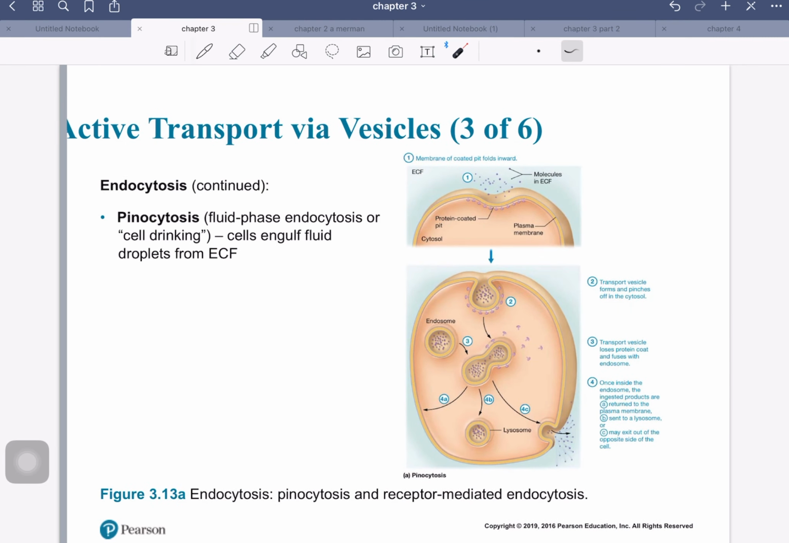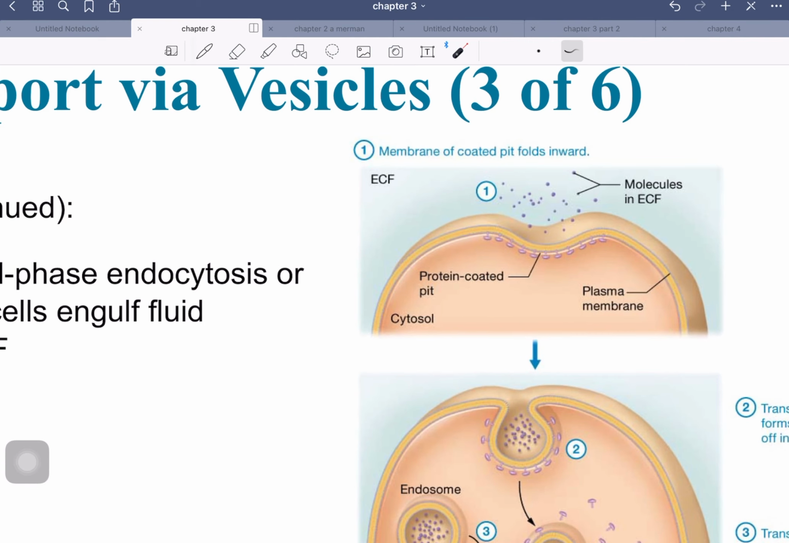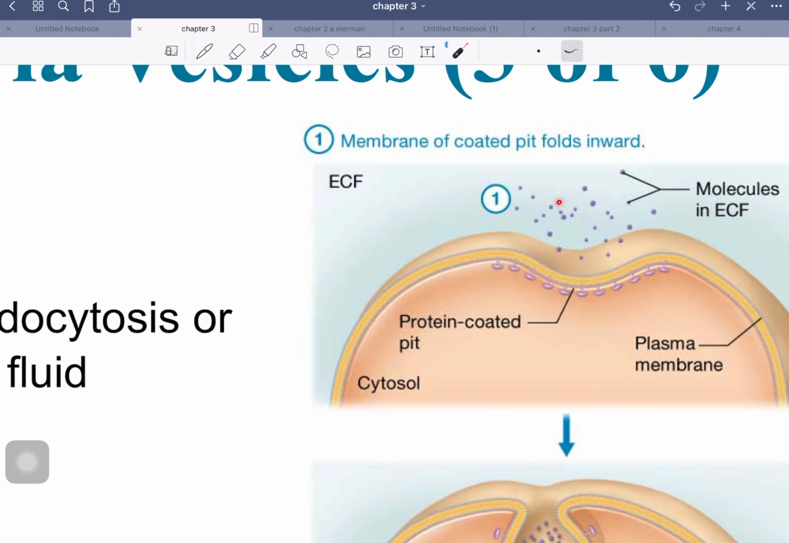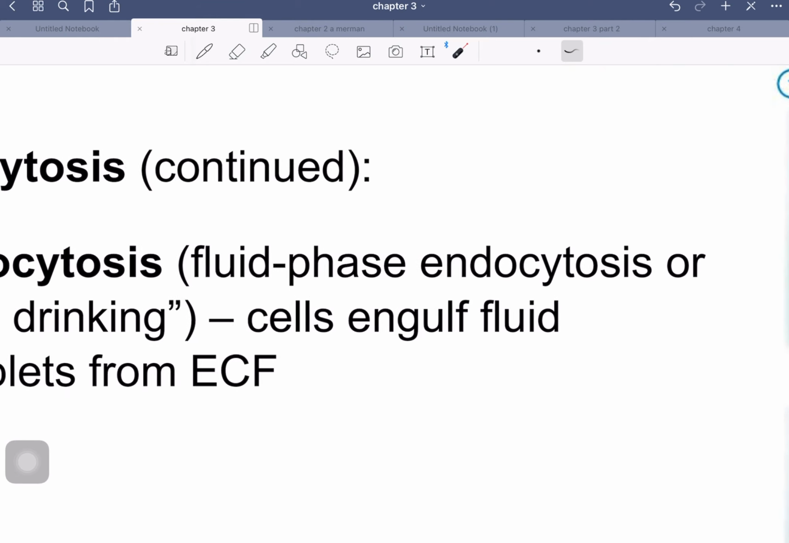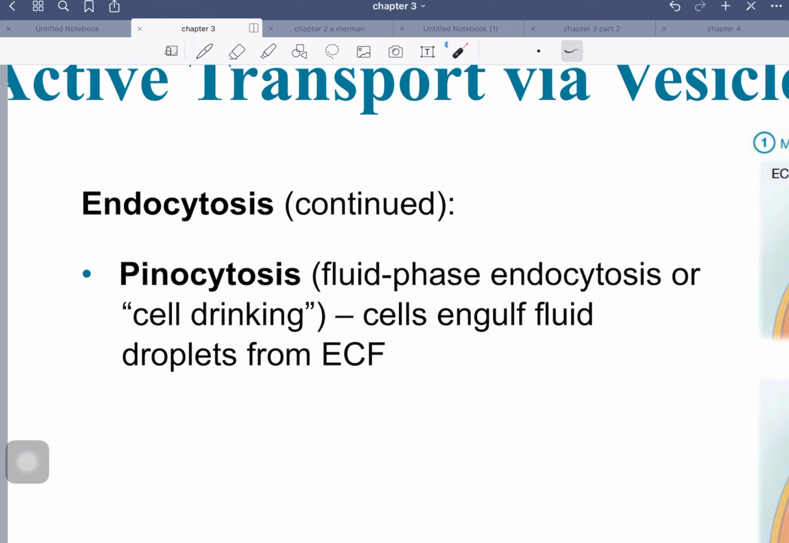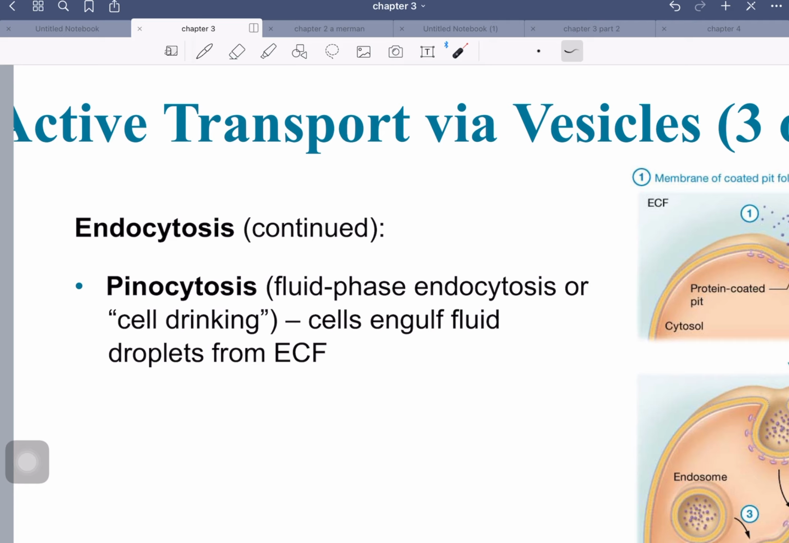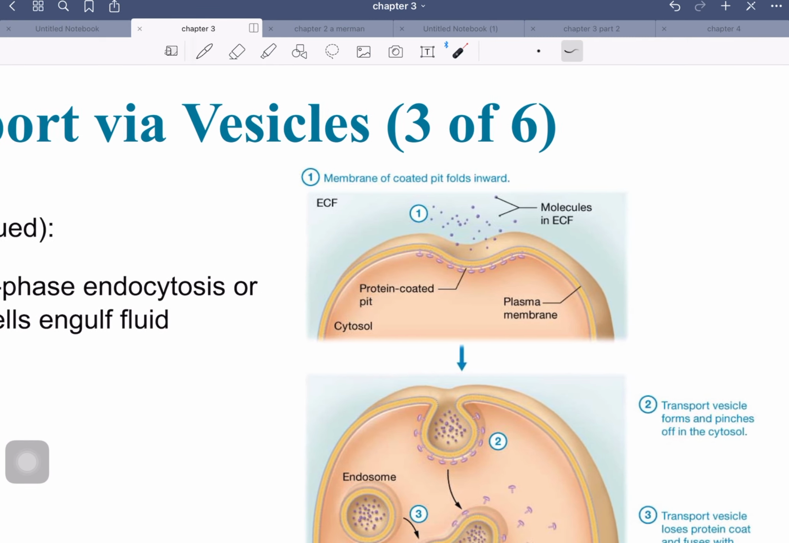Now, how about if we want little things? We're looking not at whole cells or bacteria, but molecules. Or if I want to bring some fluid into the cell, then I can use another process. Remember, these are all endocytosis. It's called pinocytosis, the fluid phase of endocytosis, which translates into cell drinking. This is about cells engulfing fluid droplets from the extracellular fluid.